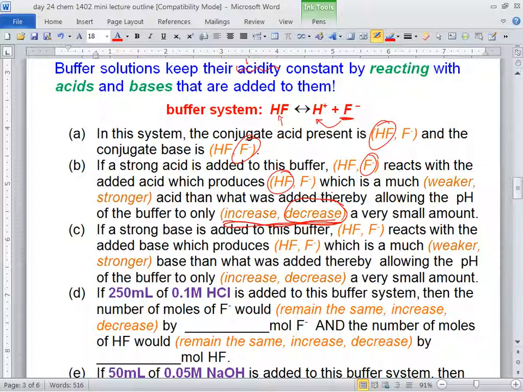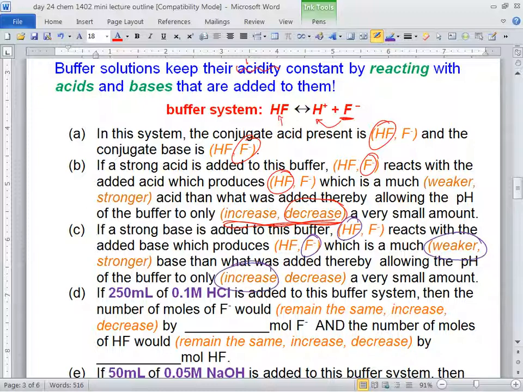Okay. A strong base is added to the buffer. Now what's going to react? Everybody. HF will react with the base and will produce F minus, exactly. And F minus is a much weaker base. So we're exchanging a strong base for a weak base. So now the pH is going to change only a really small amount. It's going to increase or decrease? It's going to increase, right? Because really basic is, okay.